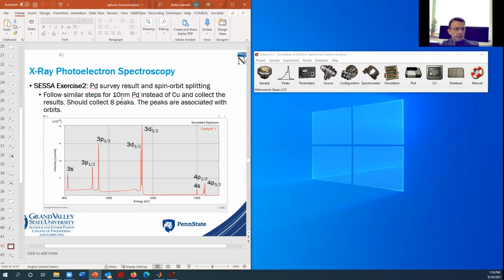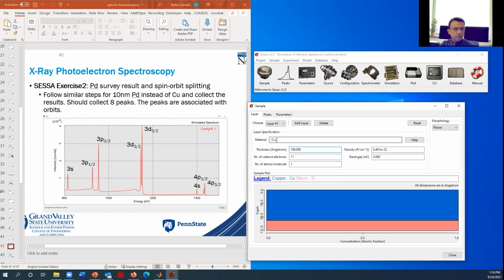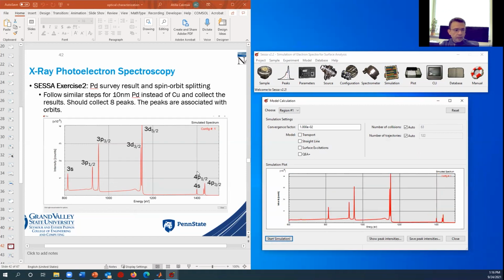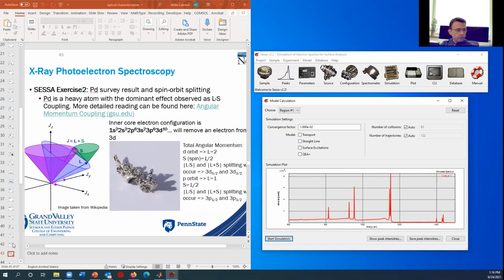Other than that, of course, instead of copper, you can switch to a different material like palladium, and do the whole thing for palladium. All right. Now, what we can see here is, of course, these different peaks associated with the extracted photoelectrons, but we can see the spin coupling more evidently. I gave a little material for you to read if you're interested. The angular momentum coupling for a heavier material like palladium will be more evident.